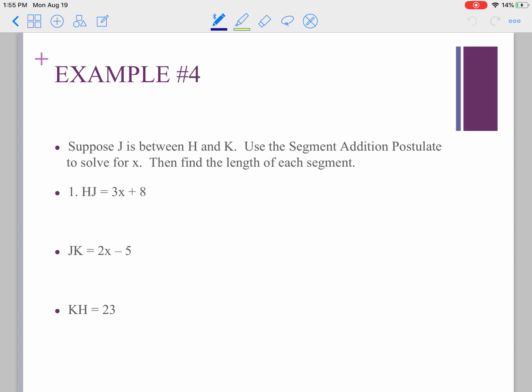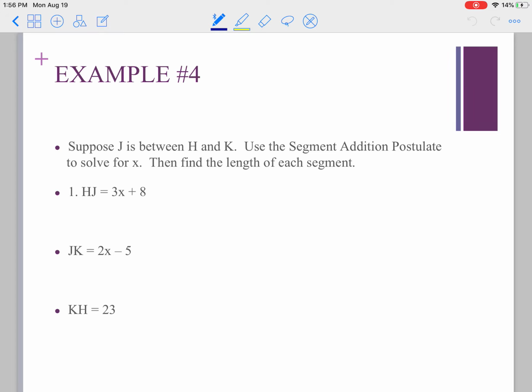So working example number 4. Example number 4 is once again an example of the segment addition postulate. I will begin by drawing the segment, and then I want you to hit pause and work it yourself. We will end the video there, and then in class you will have the opportunity to go over it in your group or with your teacher. So let's draw the diagram.